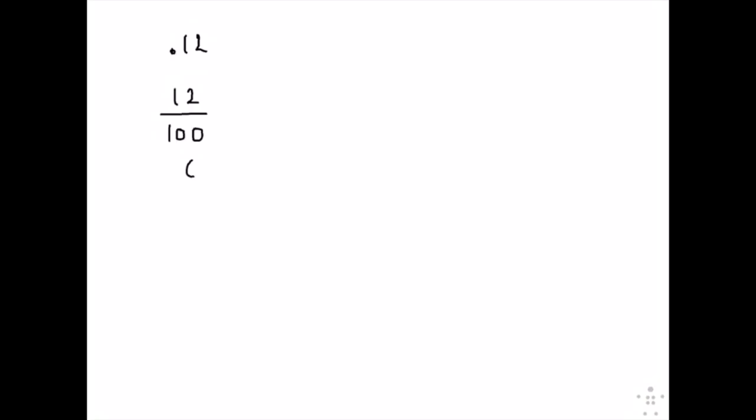2 goes into both. That's 6 over 50. But then 2 goes in again, right? That's 3 over 25. And that would be 0.12 converted into a fraction.